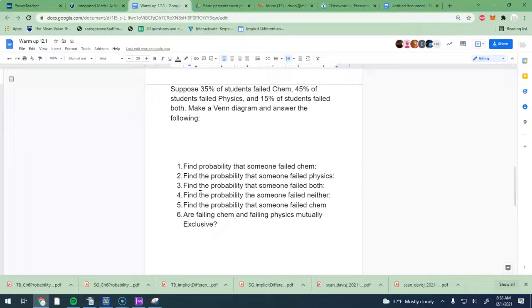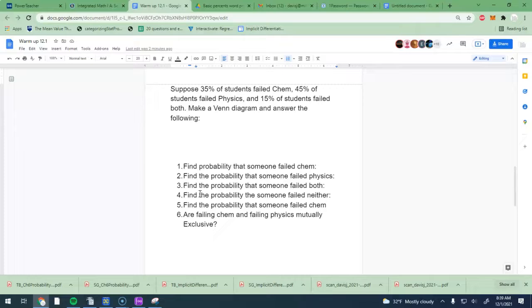So probability someone failed chem would be 0.35. Failed physics is 0.45. Failed both is 0.15. Failed neither is 0.35. Failed chem again, I have to do that. And then are they mutually exclusive? No, because you could fail them both. You could really regret your science class choices. Questions on that?